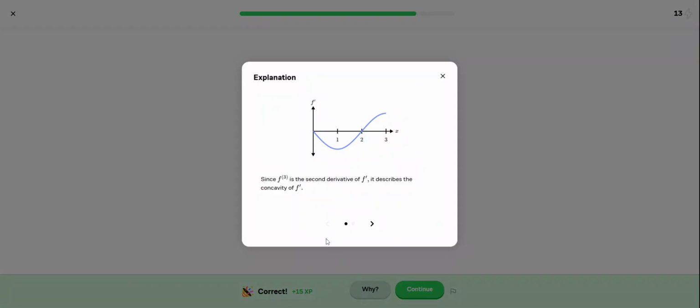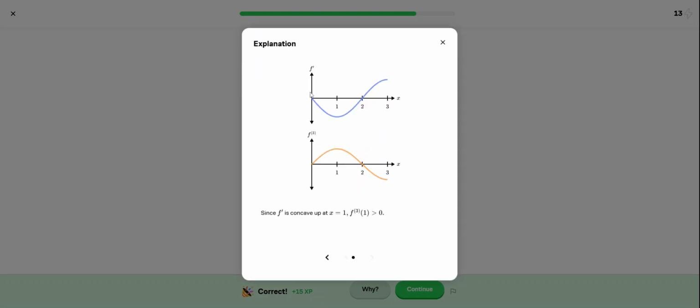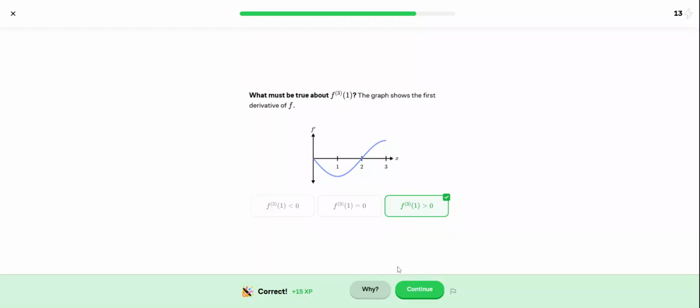Let's see why. Since the second derivative of f defines the concavity of f, the concavity at x equals 1 is symmetrical. The curved line explains that the derivative must be greater than 0. So like this way, then the opposite way around this way. Okay, symmetrically opposite way around. Okay, I assumed it correctly. Anyway, let's click continue.